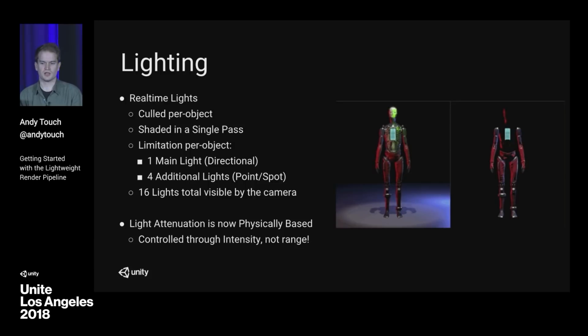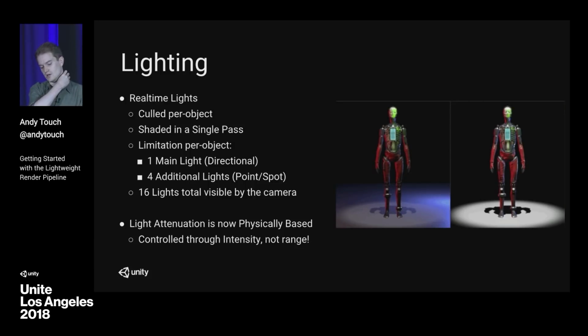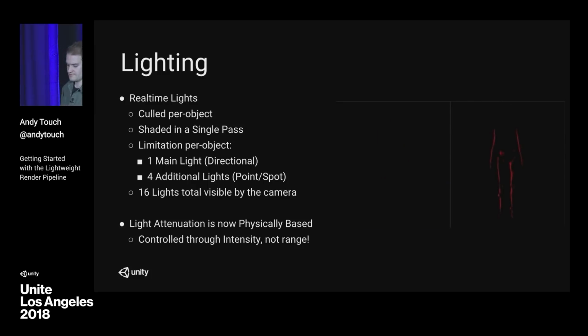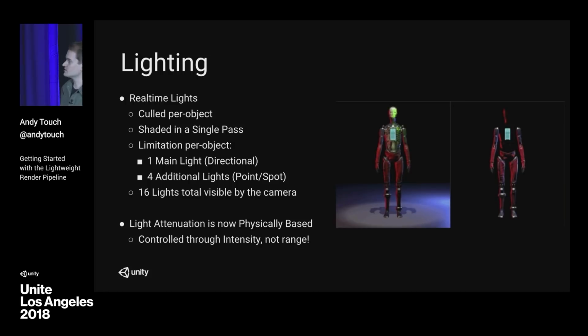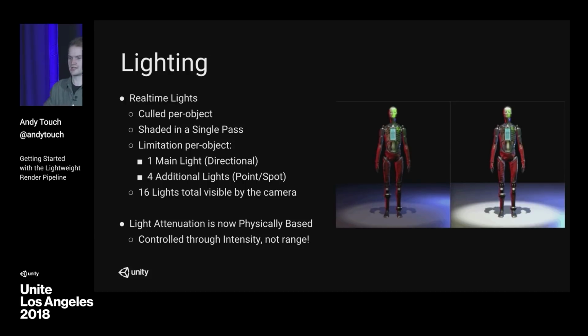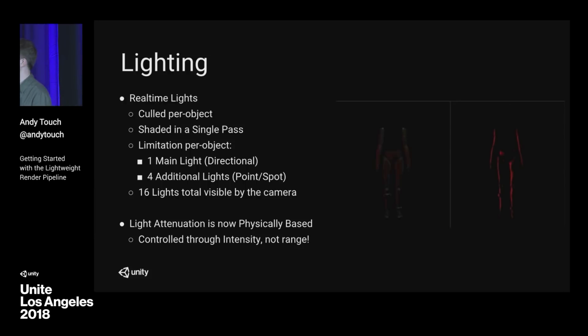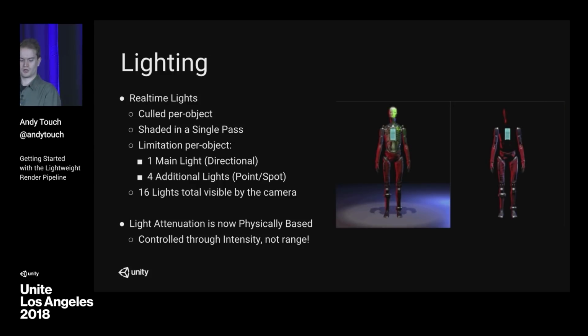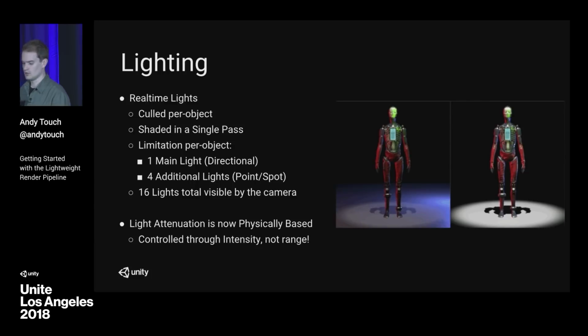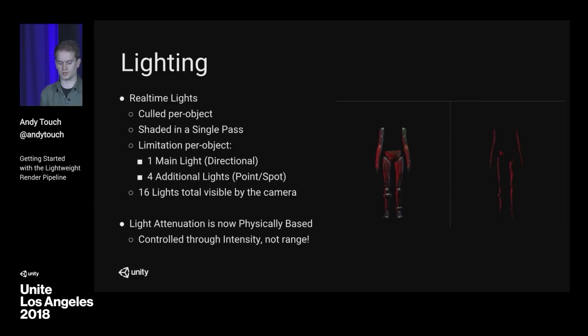In terms of the lighting, real-time lights are culled per object, but shaded in a single pass. In this GIF on the right, which one of our graphics guys made, the left is the Lightweight Render Pipeline, and the right is the built-in renderer, turning on the same lights. You'll notice that Adam individually is constantly adding each pass one by one. I think he's just scrubbing through the frame debugger when he recorded this. But on the left, they're all shaded together. So the lights are culled per object as intended, but shaded together.